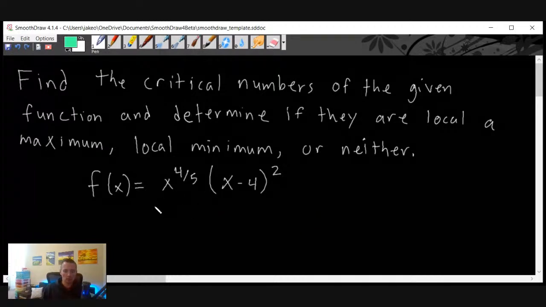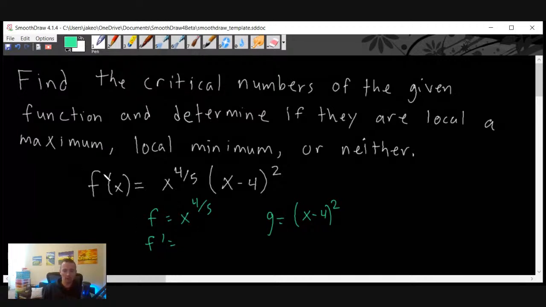For the product rule, we basically just need to call one of our pieces f. So we'll say f is this x to the 4/5 part. Then we call our other part g, so g is (x minus 4) squared. Then we need to find f prime, which we can find just using the power rule.